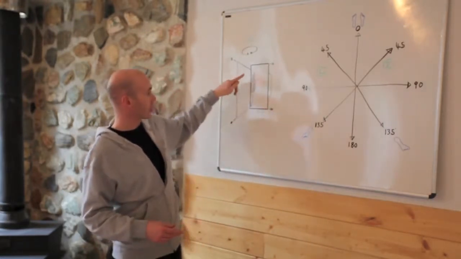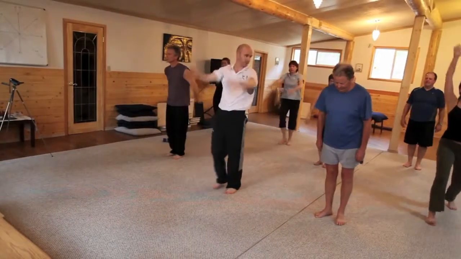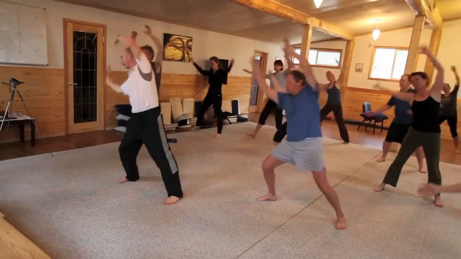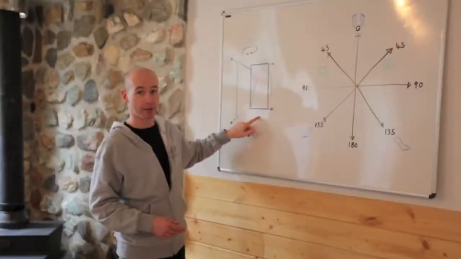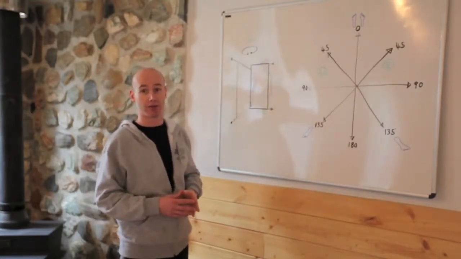If we have a person here and they're leaning forwards, they're moving in the sagittal plane. And if they lean backwards, they're moving in the sagittal plane. If they lean to the side, they're moving in the frontal plane. And if they rotate either side, they're moving in the transverse plane.